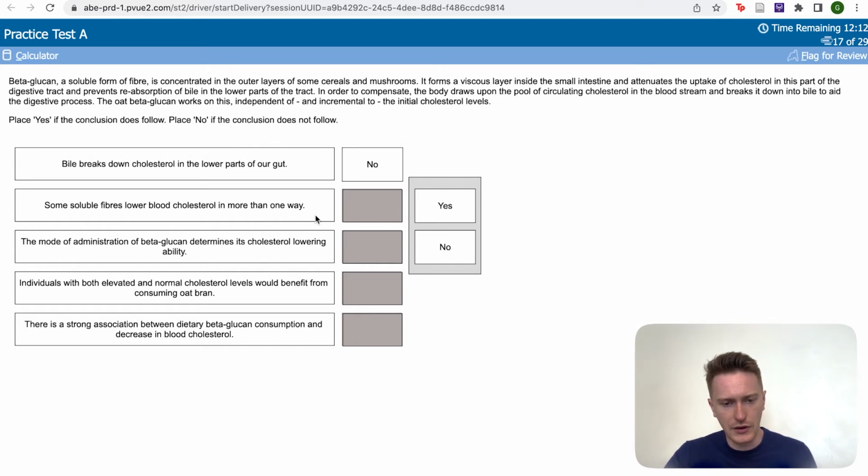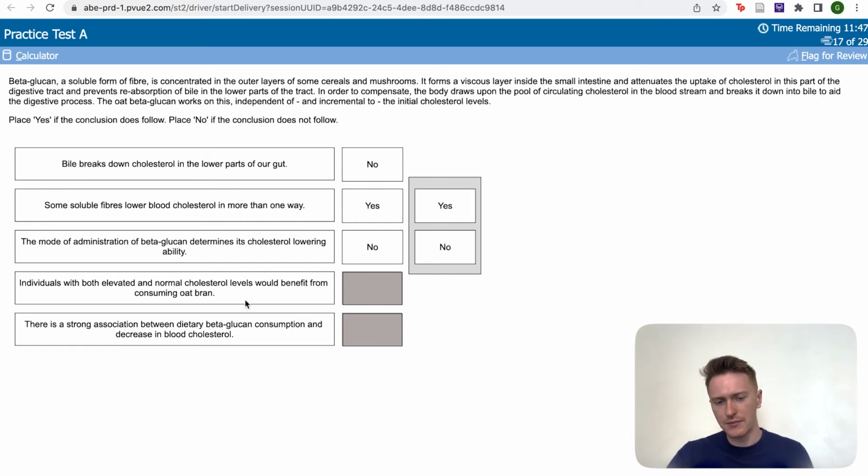Some soluble fibers lower blood cholesterol more than weight. Yes, it does. It stops it absorbing and it breaks it down. The mode of administration determines, well, this doesn't follow because we don't know anything about the mode of administration. Individuals with both elevated and normal cholesterol levels would benefit. Okay, that seems to be true. It's independent of the initial cholesterol. So if it's high, it's low, it doesn't matter. It will lower the cholesterol.